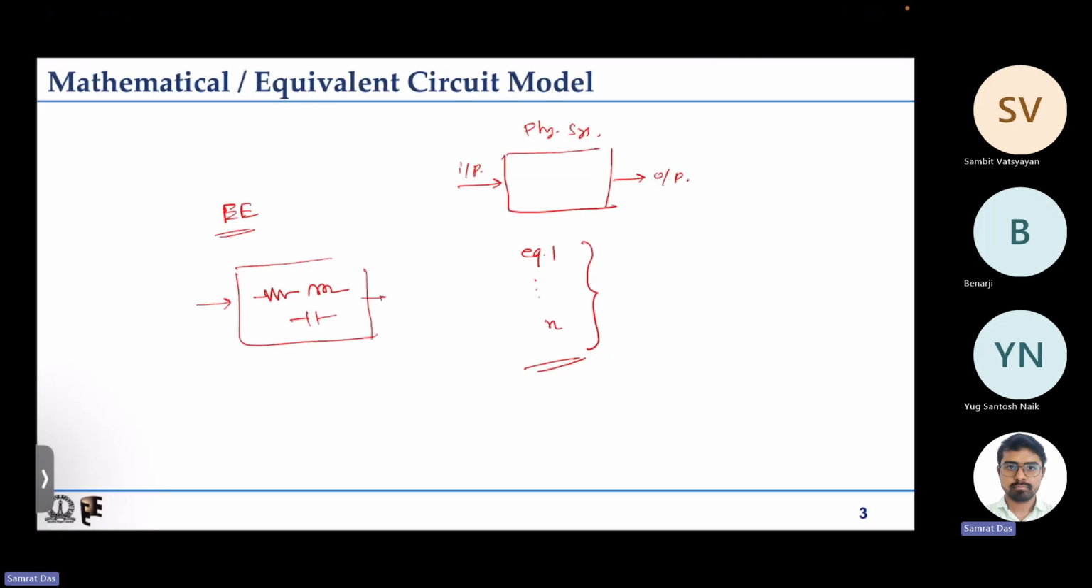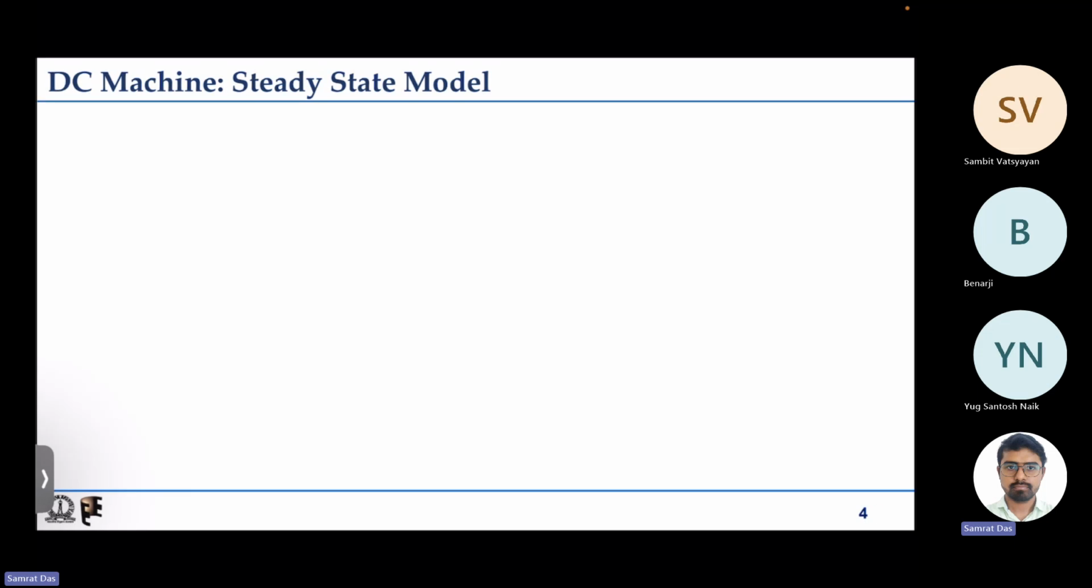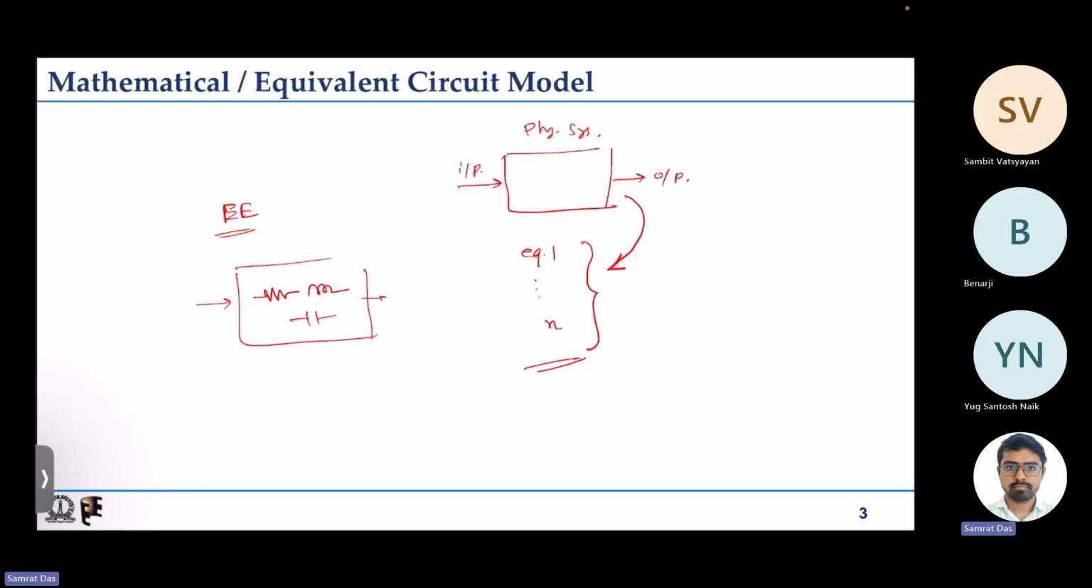So also we told that in this step from this physical system to this set of mathematical equations require some assumptions and certain approximations.